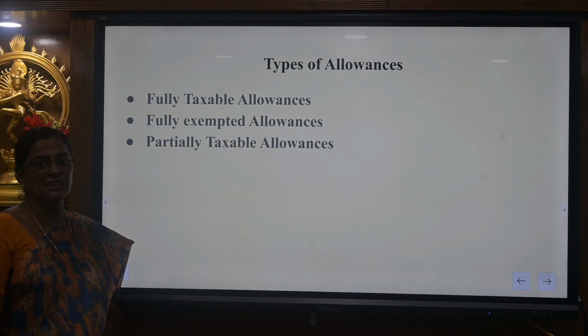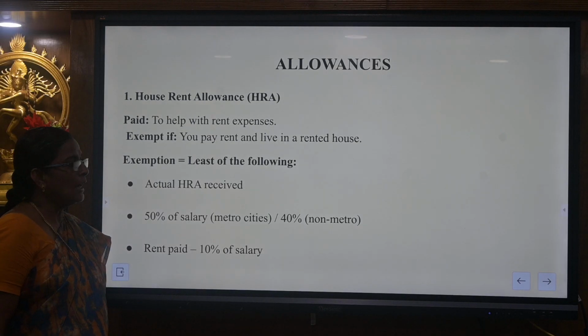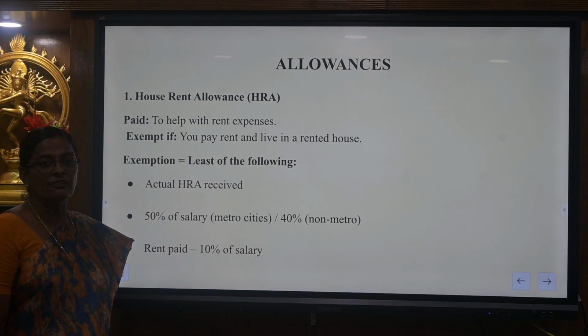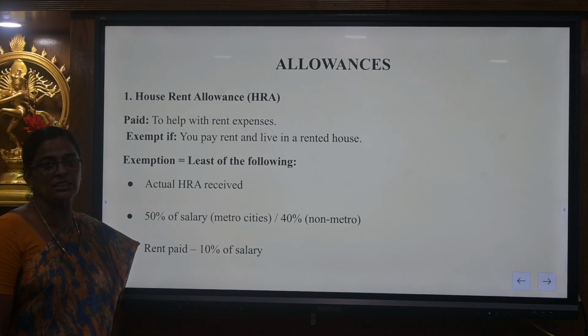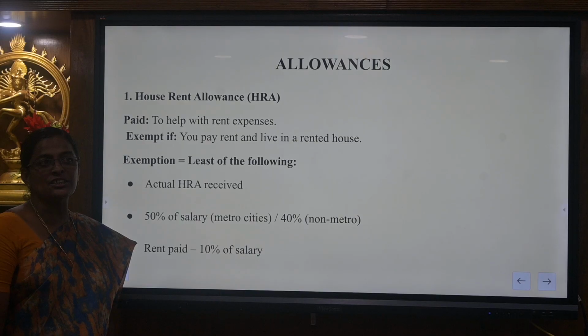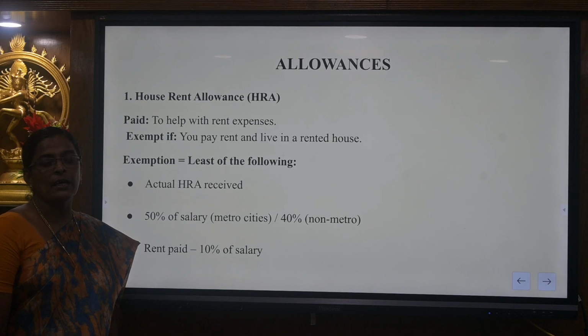First we are going to see some of the partially taxable allowances. Under the partially taxable allowances, the first one is house rent allowance. The rule for house rent allowance is least of the following. They have to see 3 conditions. First one, actual HRA received. Second one, 50% in case of metro cities and 40% in case of non-metro cities of salary. Third, rent paid minus 10% of salary. And of the above three, the least is exempted from tax.